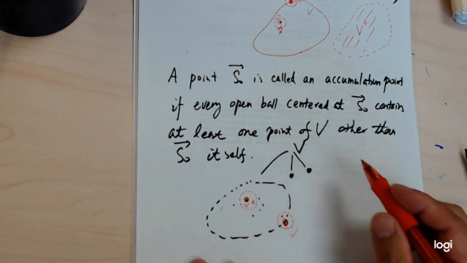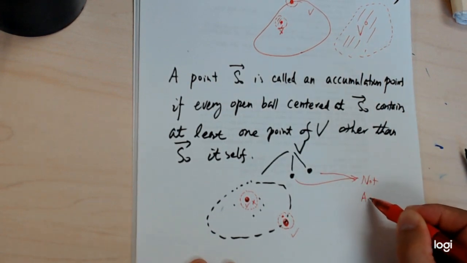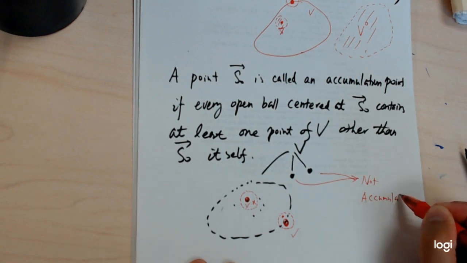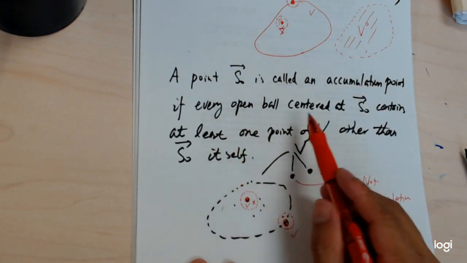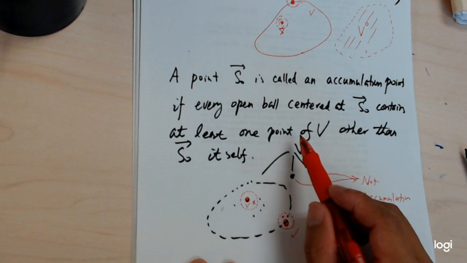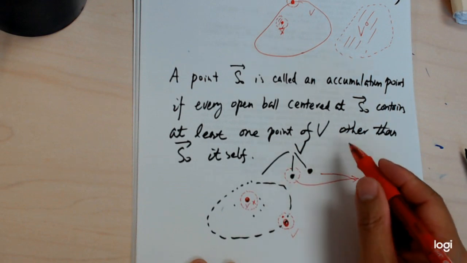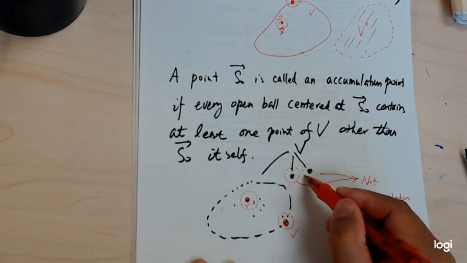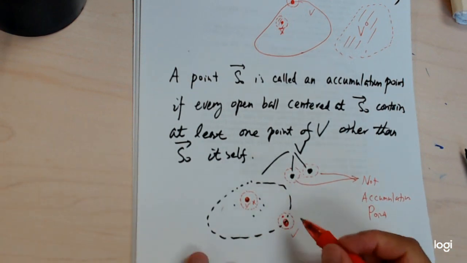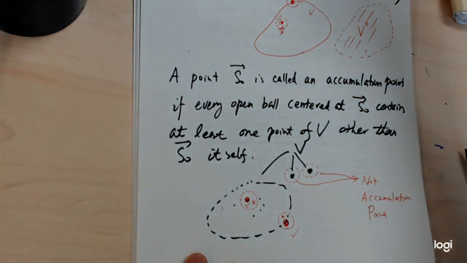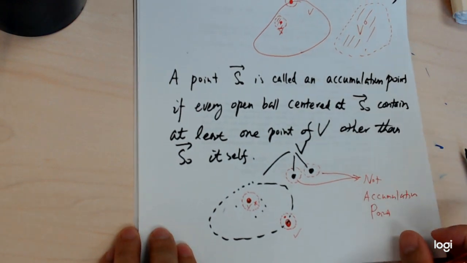Those two points, however, are not accumulation points, okay? Those two guys are not accumulation points, because it's not true that every open ball centered at this point contains at least some other point of V. You see here, I can make an open ball that contains only S0. Accumulation points, not accumulation points. Is that clear?